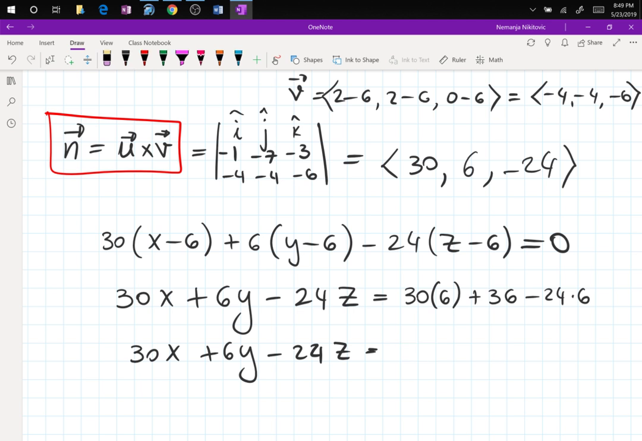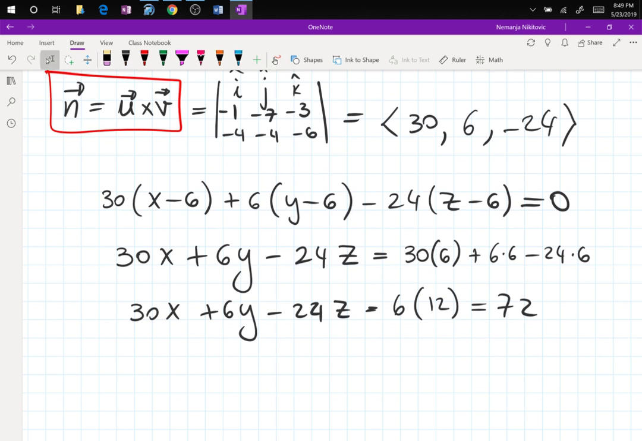oh, hold on, I'm going to write this as 6 times 6 times 6. I can factor out 6. And then that's 12, so 72, right? Because if I factor out 6, 30, 36 minus 24 is 12, 72, good. So now, observe that I can cancel by 6 everywhere. So when I cancel by 6, 30 divided by 6 is 5x, plus y, minus 4z is equal to 12.